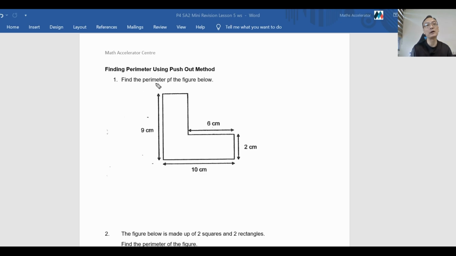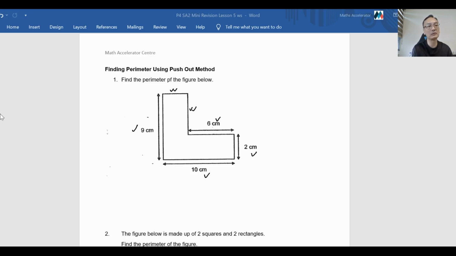Over here, we need to find the perimeter of the figure. How do we calculate the perimeter of this figure? We know that this side is 9, so this part is taken care of. We have 10 over here. Then there are two sides that are unknown. This is 9, this is 10, this is 2, this is 6. One method is to calculate the length of these two unknown parts. Another, much easier method would be to push out the sides.